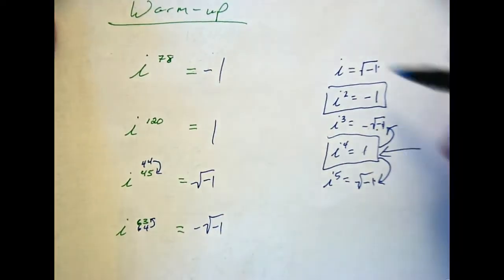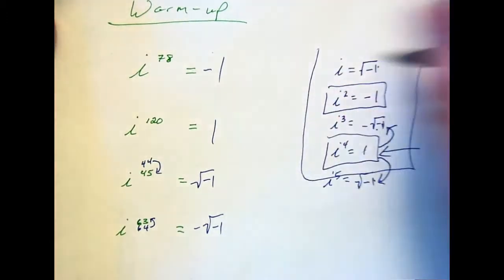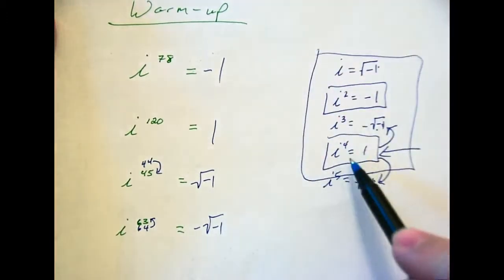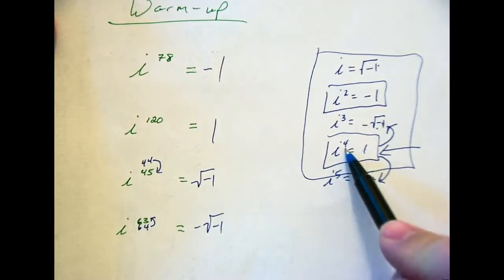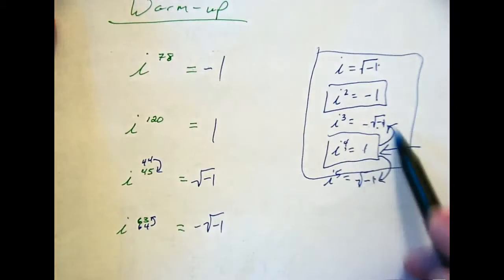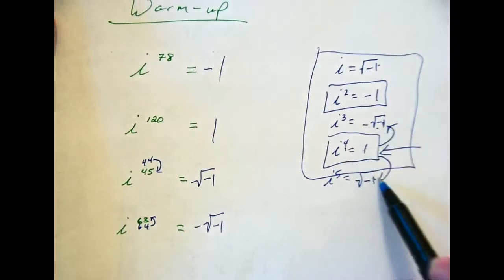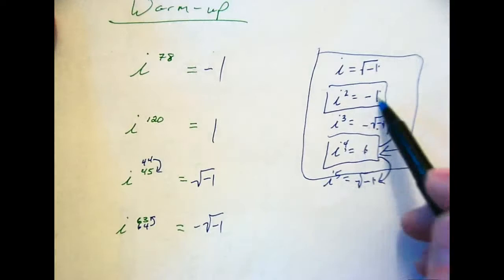Okay, so if you can copy this down, if you can memorize this piece, and just remember that i to the fourth really is your roadmap. If it's a multiple of 4, it's 1. If it's before that, it's negative root negative 1. If it's the one right after, it's root negative 1. If it's even, but not a multiple of 4, then it's negative 1.